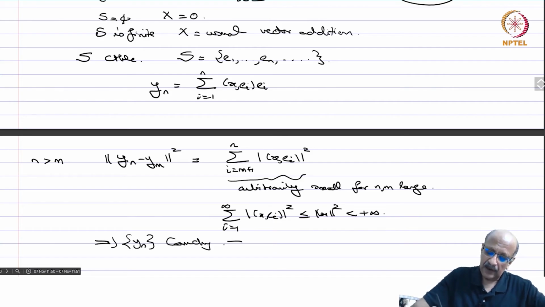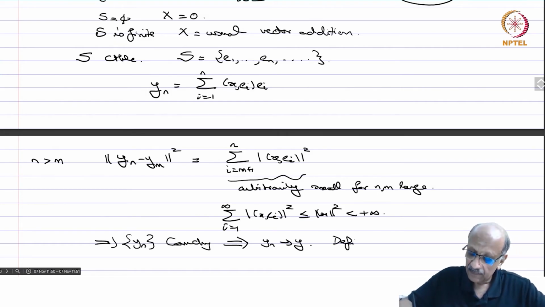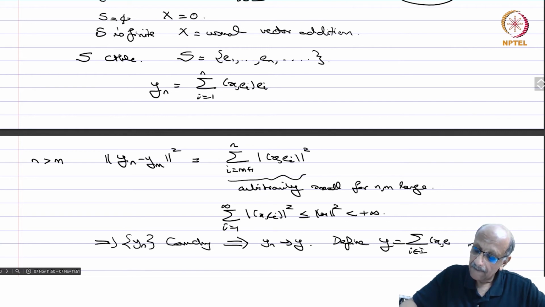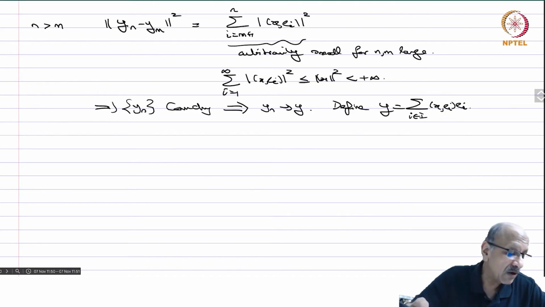And H is complete, and therefore y_n converges to some y, and we define y equals the sum over i in I of <x, e_i> e_i. Okay, so we have done this, but then we have to be careful, because now we have to really check. If you number the vectors in a different way, then you may get a different vector. That will be an unpleasant thing to happen, and therefore we must avoid that.